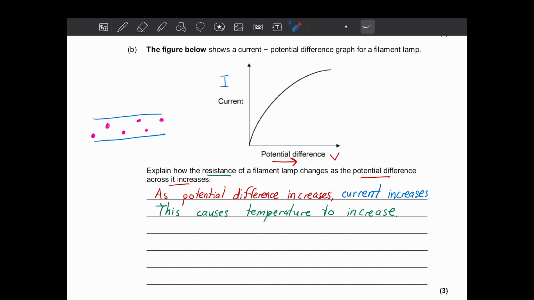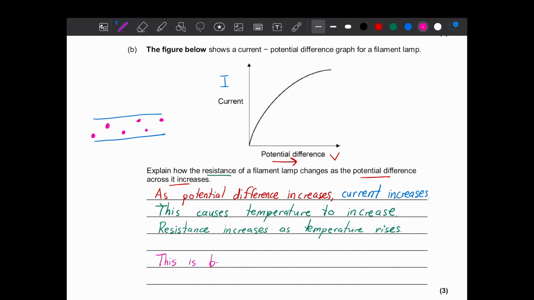All you need to write in your answer here, though, is you just need to say that resistance increases as temperature rises. Now, this is all that's in the mark scheme, but if you would like to include a line about the ions that are vibrating more as temperature goes up, you can write something along these lines. I'm just going to put this in pink, just in case it's useful for a future question.